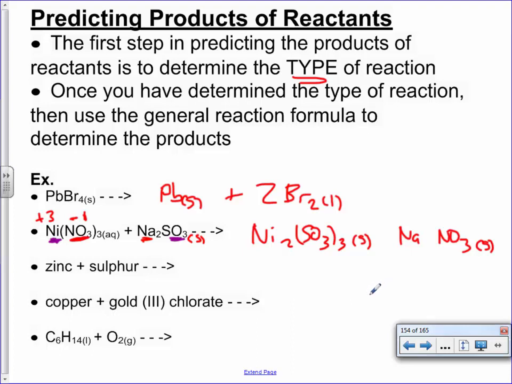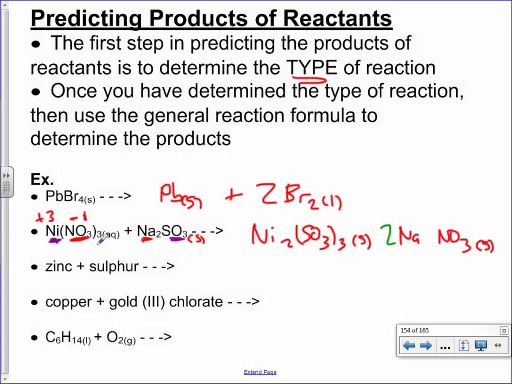Okay, let's give it a try. Look for something that's not balanced. Like say here's 2 sodiums, and there's only 1 sodium right there. So let's put a 2 there. Here I have 2 nitrates, 2 of the NO3s. Over there I have 3 of them.